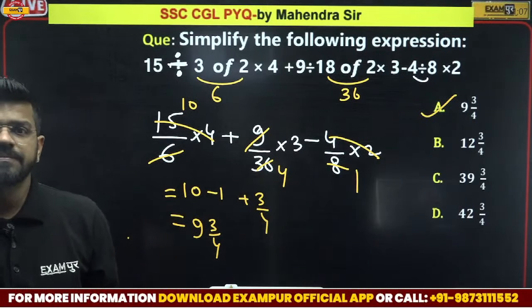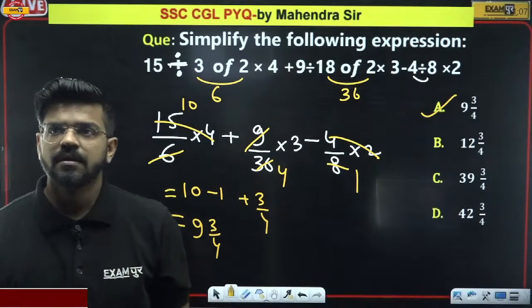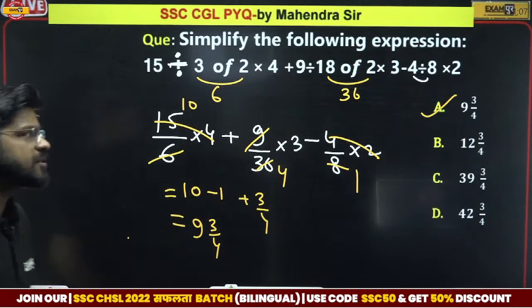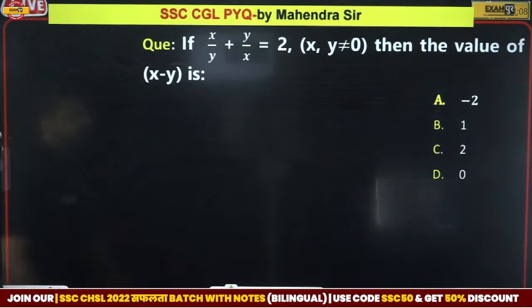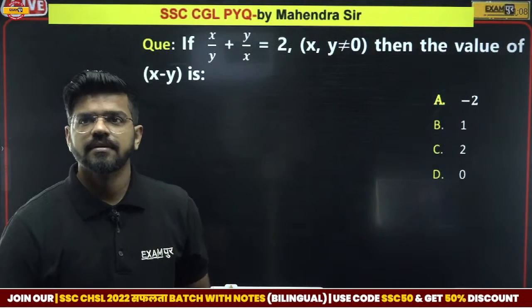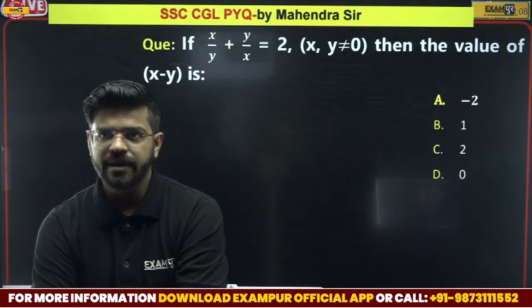Is it clear to everyone? 93 by 4. Yes, Sohan, absolutely correct. 93 by 4 is your right answer. Let's move on to another question.